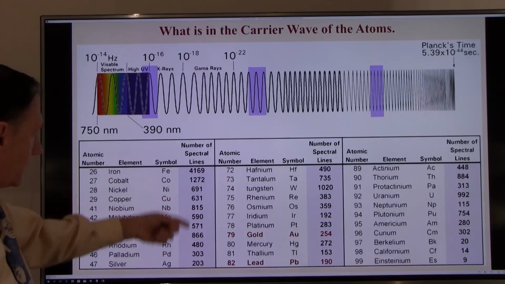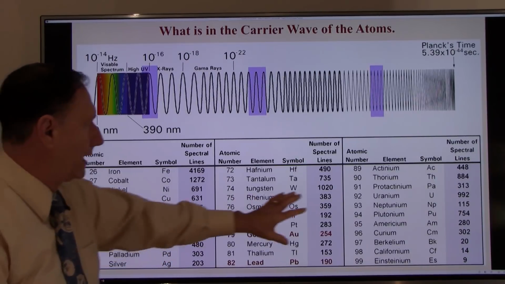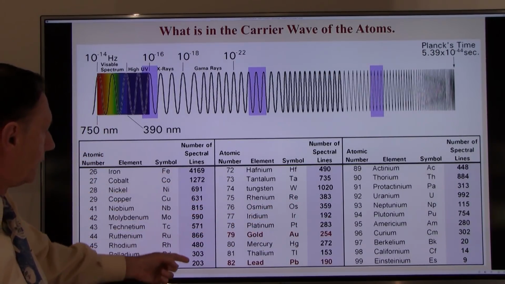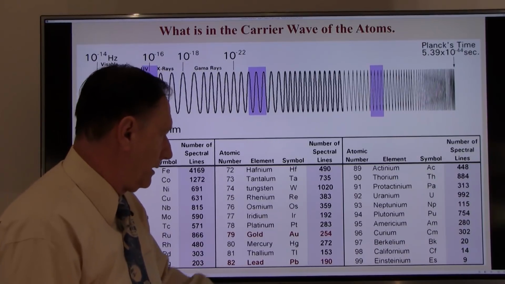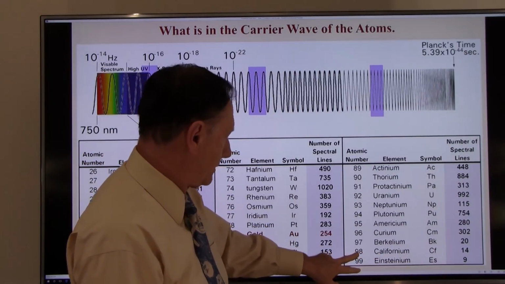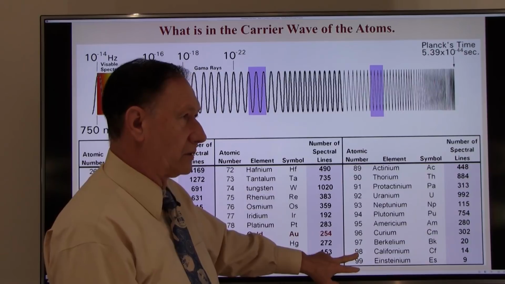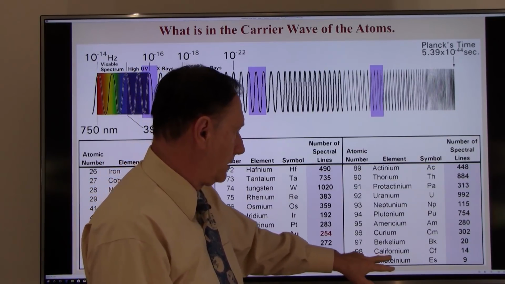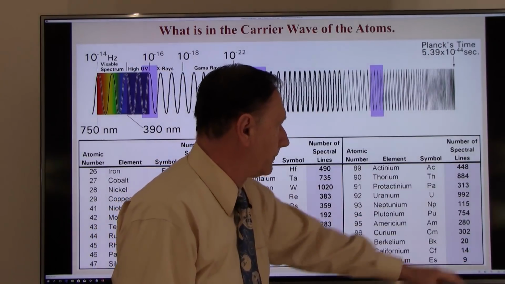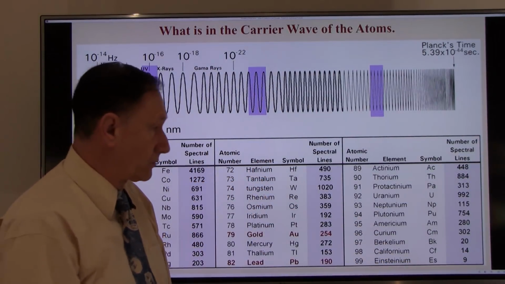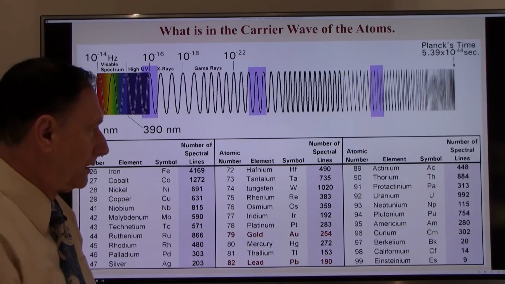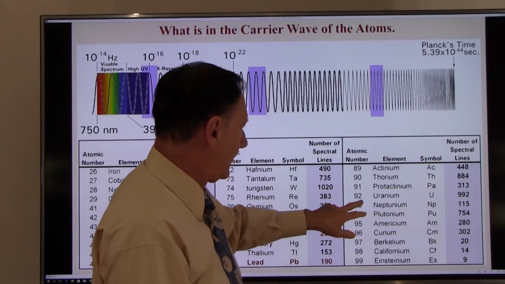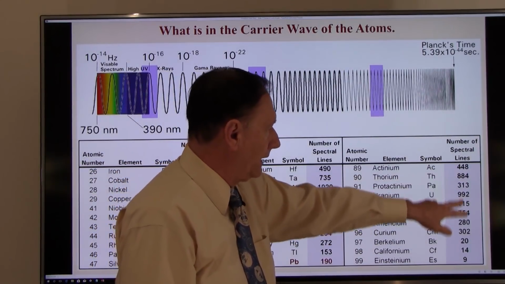Here's an example. These are the spectral lines I was referring to. I took a sampling here, and you can see it's all over the place. There's just no way that something as heavy as californium 98, which has 96 protons and neutrons, would only have 14 spectral lines. It doesn't make any sense. And one that's a little bit lighter, uranium, has 992. It's all over the place.